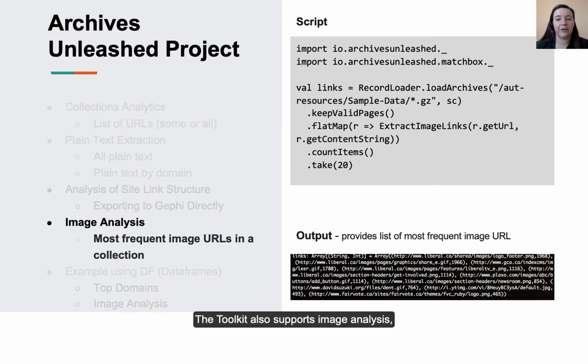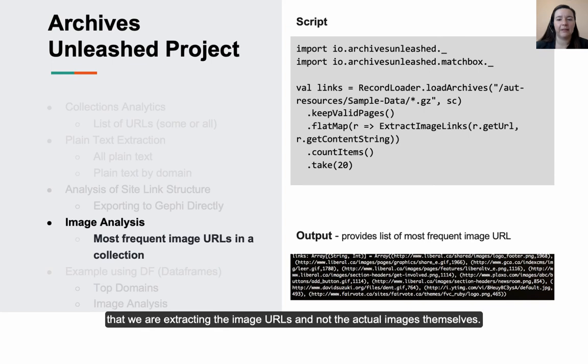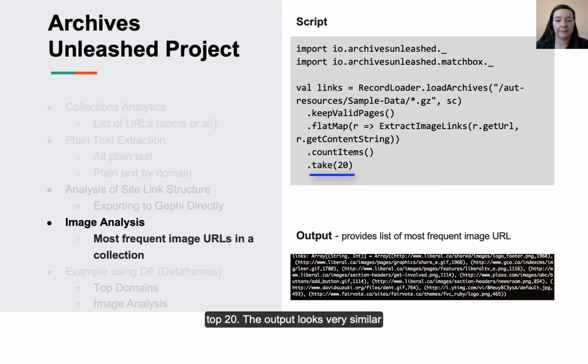The toolkit also supports image analysis, which is a growing area of interest within web archive research. The script you'll work with extracts the most frequent image URLs in a collection, and it's really important here to note that we're extracting the image URLs and not the actual images themselves. And again, you can adjust how many items the toolkit is counting. For this example, we've asked for the top 20.